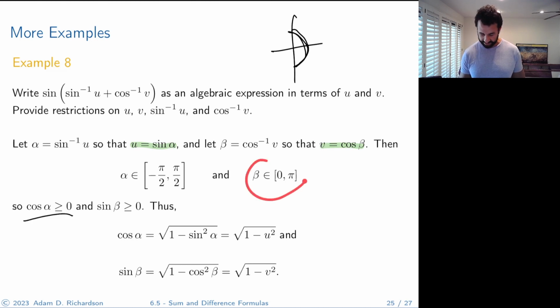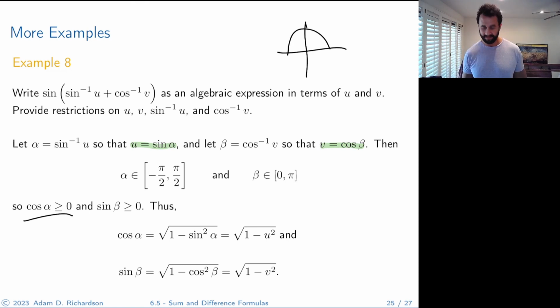Similarly, if beta is in the interval 0 to pi, that means that sine of beta is non-negative. Let me draw that right here. If we're in this interval, sine is always non-negative, right? So we know this. Why did we need that? Because that's going to help us figure out whether to choose the positive or negative results when we use the Pythagorean identity. And so that's what's going on next. Let me erase this. There we go.